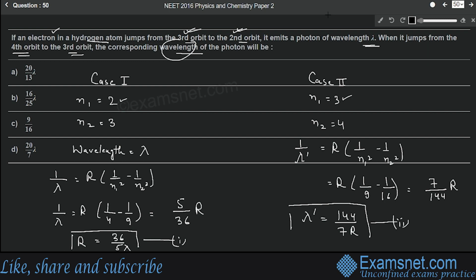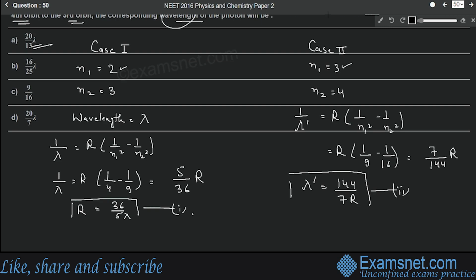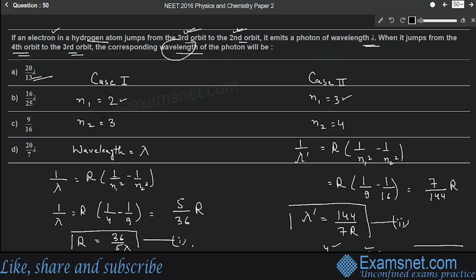Now in the options you can see that the wavelength of the second case is given in terms of lambda. So let's put the value of R from equation 1 here. Lambda dash equals 144 by 7R, and R is equal to 36 by 5 lambda. Solving this, 36 into 4 is 144 and 4 into 5 will be 20. So 20 by 7 lambda. This is the value of lambda dash, so option number D will be the correct answer.